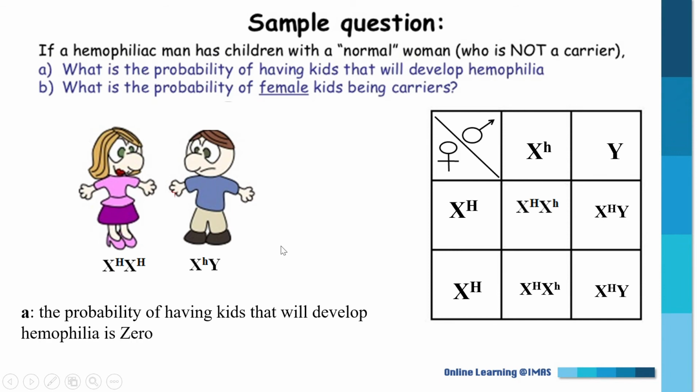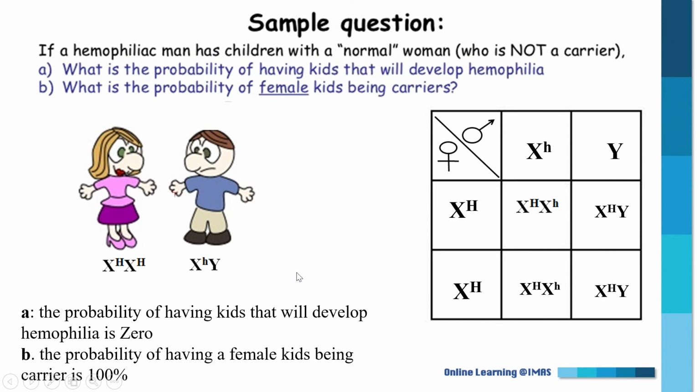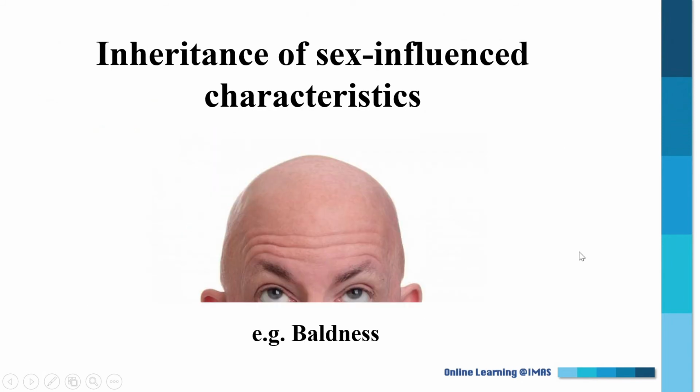So to answer the first question, the probability of having kids that will develop hemophilia is 0. You can see no one develops hemophilia here. The second question, what is the probability of having female kids being carriers? Actually, all the females will be carriers. Why? Because they inherit the X from their father, which is already mutated. Okay, so this is for hemophilia.